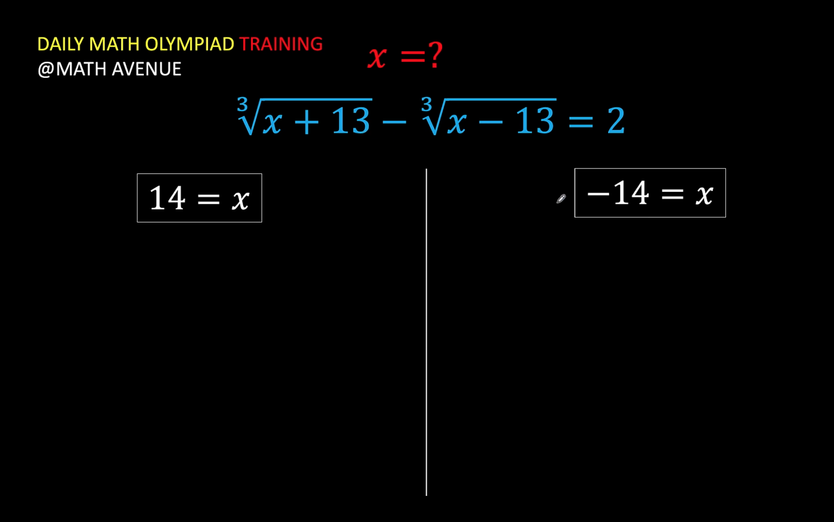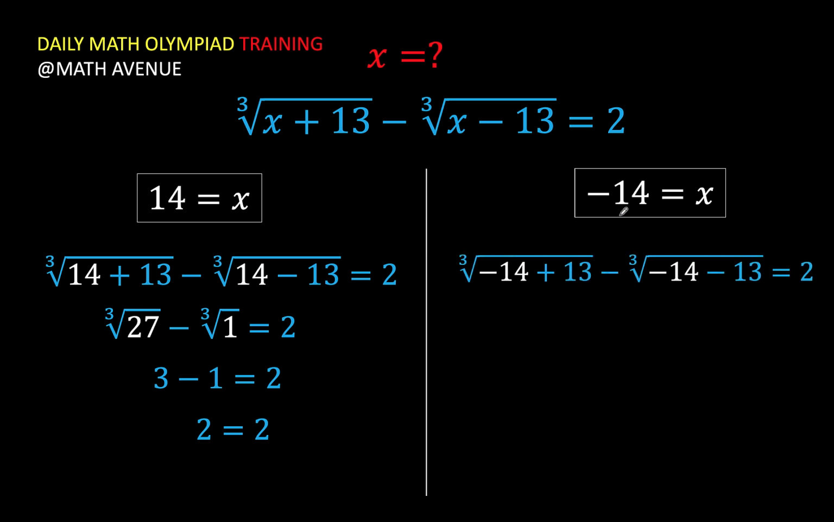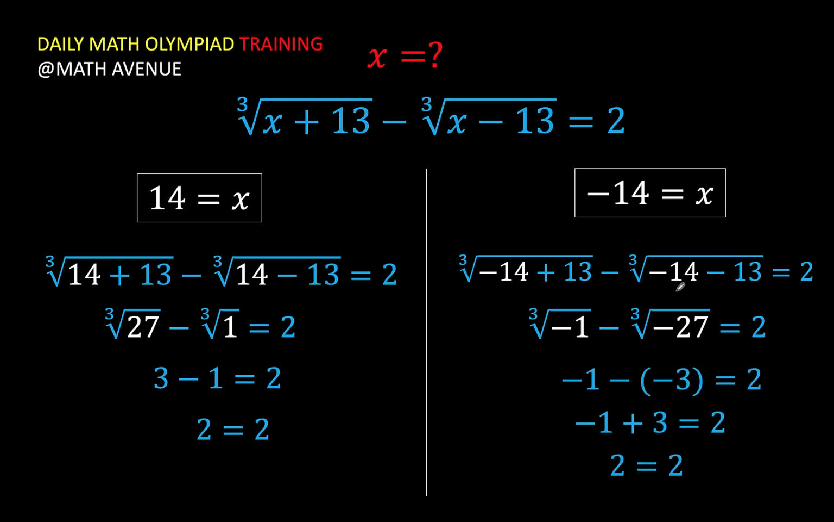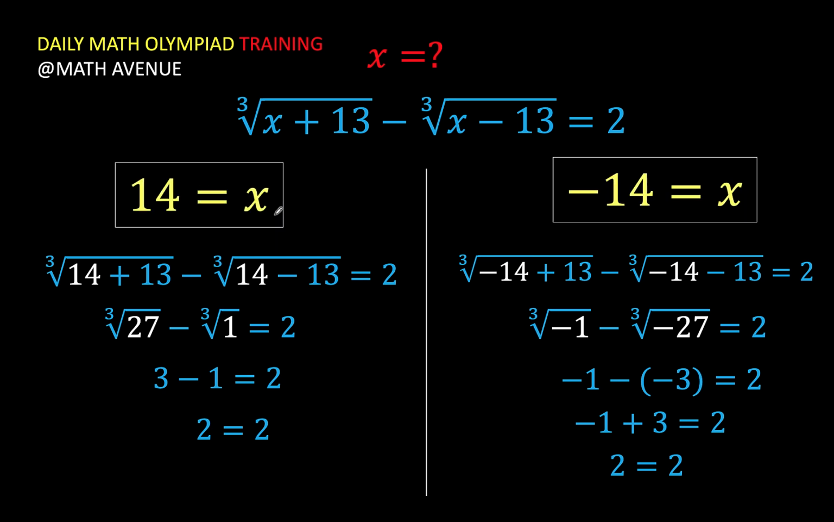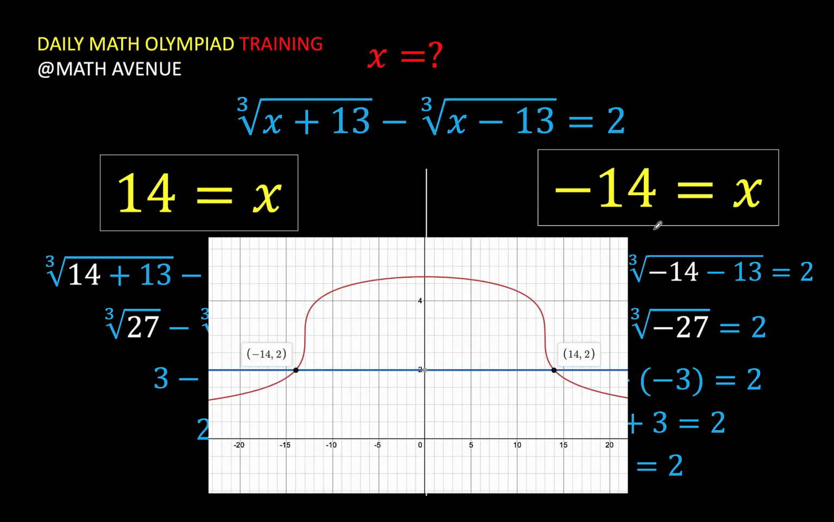To check if we have an extraneous root, let's substitute these values for x in the original equation. If x equals 14, we arrive at a correct equation. When x equals negative 14, we replace each instance of x with negative 14, and simplifying, again we arrive at a true equation. This means that x equals positive 14 and x equals negative 14 are the roots of this radical equation.